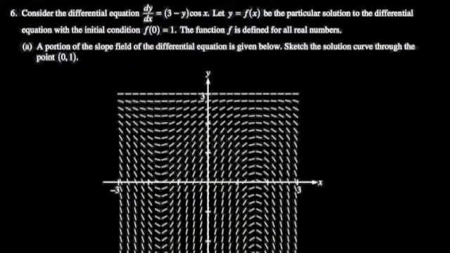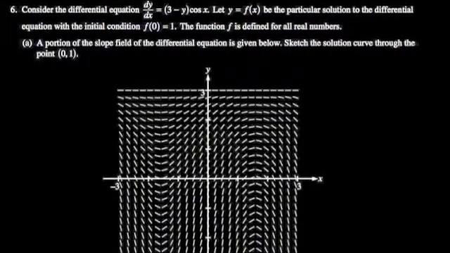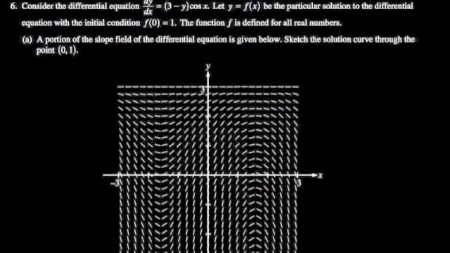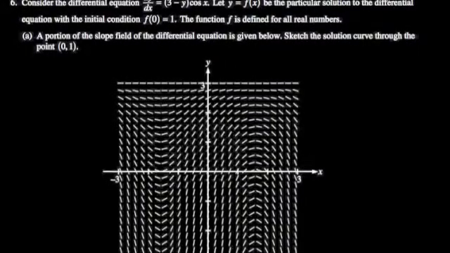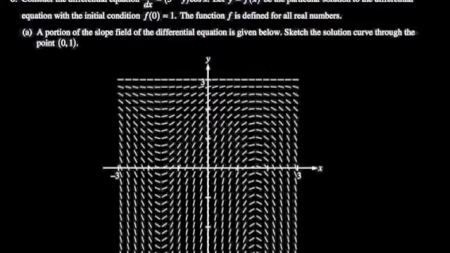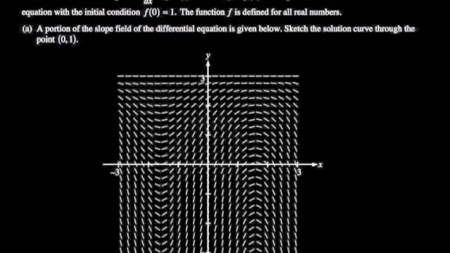Consider the differential equation dy/dx equals (3 minus y) cosine x. Let y equals f of x be the particular solution to the differential equation with the initial condition f of 0 equals 1. The function f is defined for all real numbers. Part A. A portion of the slope field of the differential equation is given below.